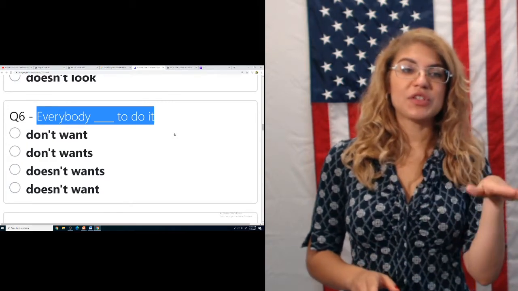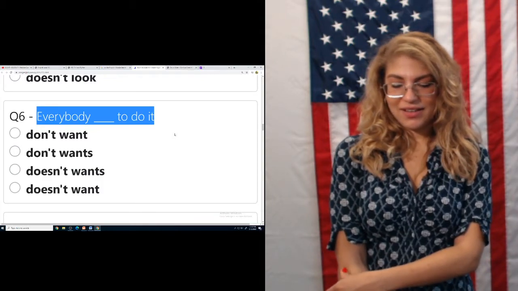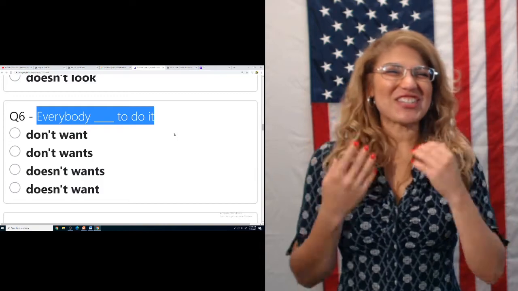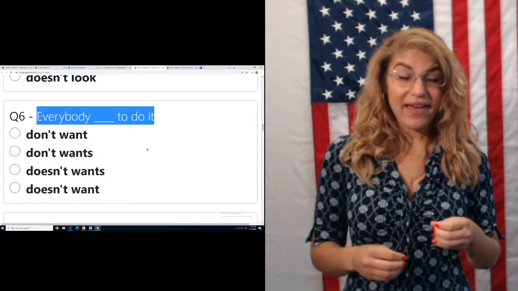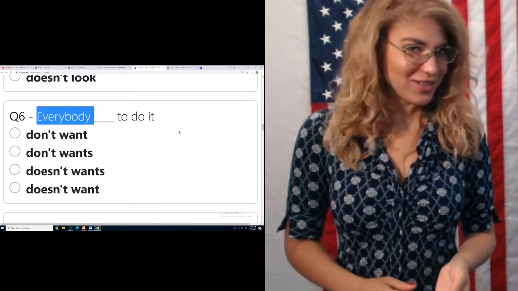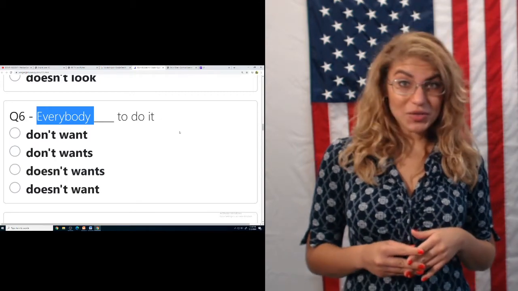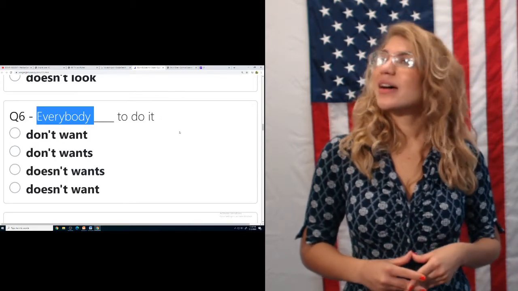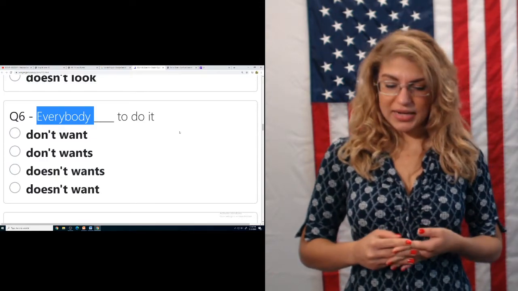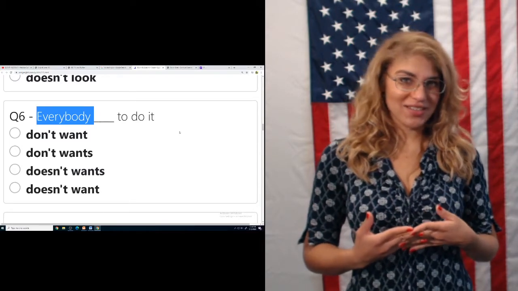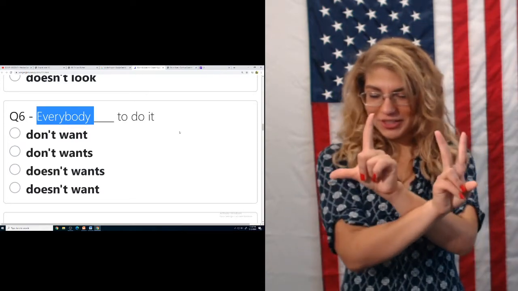Everybody to do it. Now you're good. Everybody to do it. This one's a proper challenge. Okay, everybody to do it. Everybody don't want to do it. Everybody don't wants to do it. Everybody doesn't wants to do it. And everybody doesn't want to do it. Oof, this is a good level 2 challenge.